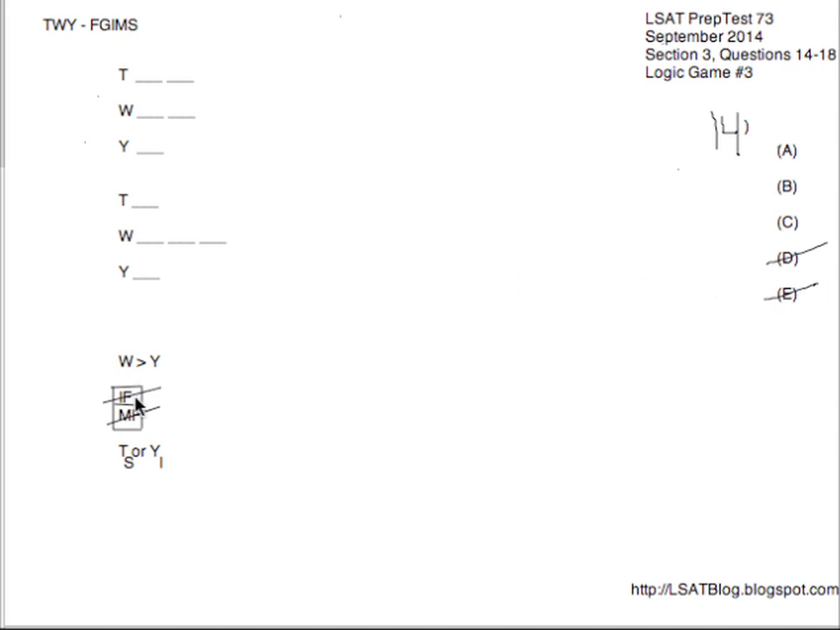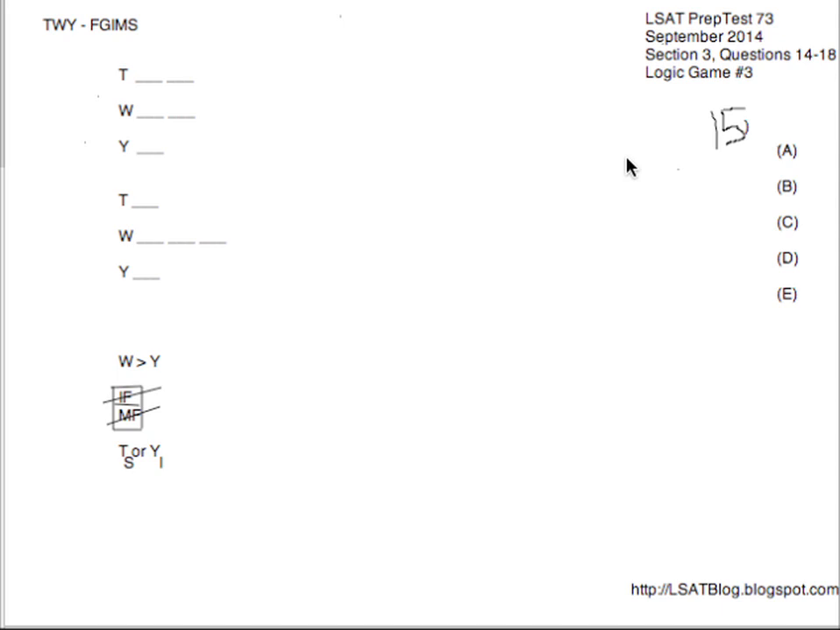We can look for the rule that F is neither with I nor M. Scanning through the choices there, we see in choice C that F is with M. That's unacceptable, so C is gone. And then finally, TS or YI at a minimum has to occur, possibly both. And we see in choice B that neither of those things is happening. So B is gone, leaving A by elimination for number 14.